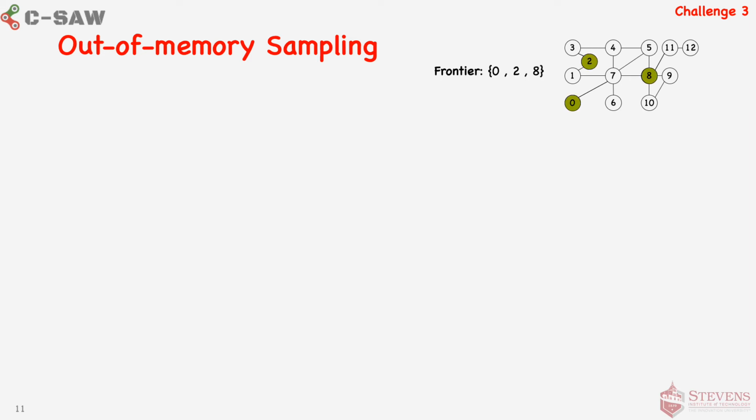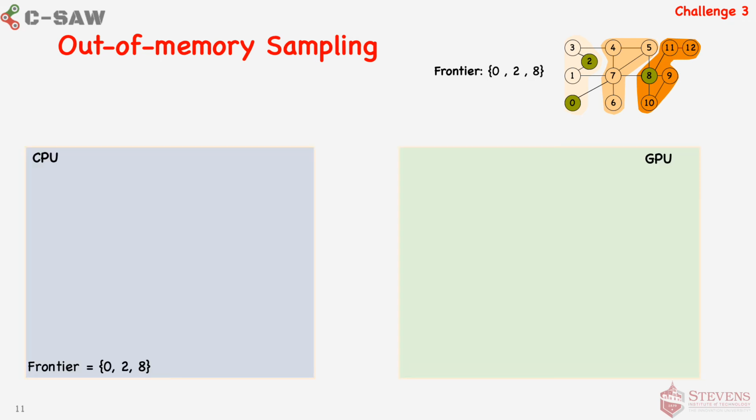Assume we are sampling randomly generated source vertices 0, 2, and 8. We partition the graph by equally assigning the vertices to different partitions P1, P2, and P3. Here, each color represents a partition in the figure. At first, we have the frontier on the CPU side. Then, we determine the active frontier vertices for each partition. Here, P1, P2, and P3 have 2, 0, and 1 active vertices respectively.